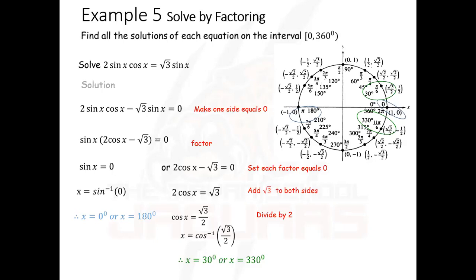We have two solutions given by the equation sine of x equals 0, and the other ones given by the equation 2 cosine of x minus square root of 3 equals 0. Therefore, putting all together, the solutions would be four solutions: 0, 180 degrees, 30 degrees, 330 degrees.